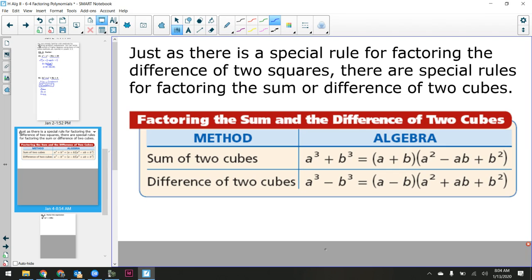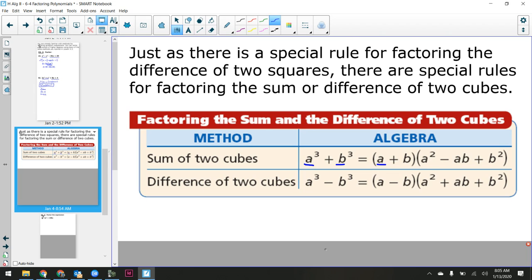Like 8 is also 2 to the third, right? So 2 would be the cube root of 8. X to the 9th would be a perfect cube because that's x to the third times x to the third times x to the third, because we add those exponents up. So you take the cube root of each term, and then here's what you do.